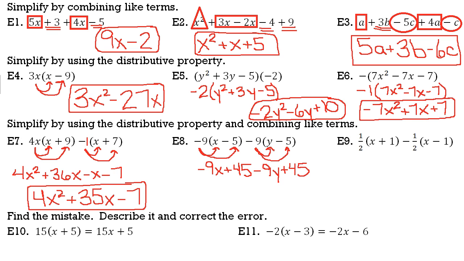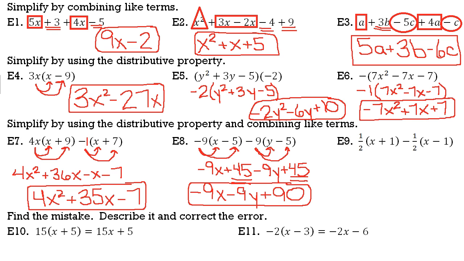So we've got -9x, there's nothing to go with that. And we've got a -9y, and there's nothing to go with that. The only thing that can be combined in this problem is a 45 with another 45. And then that would make 90. So your final answer when it's all said and done would actually be -9x minus 9y plus 90.